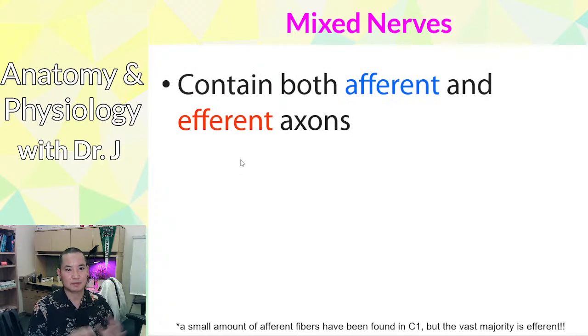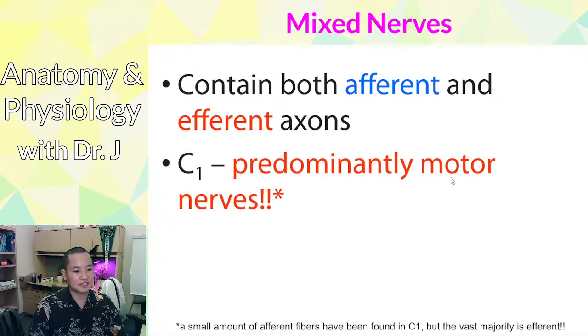So you don't have a separate pathway just for your sensations and your motor commands. Most of your peripheral nerves are mixed nerves, meaning that they both carry sensation and motor signals. So they can both receive sensation and carry out commands. Except for C1, and I put a little disclaimer here because I think there was another study that did find sensory neurons in the C1 peripheral nerve, but if you compare its proportion of motor nerves versus sensory nerves, the vast majority are motor nerves.